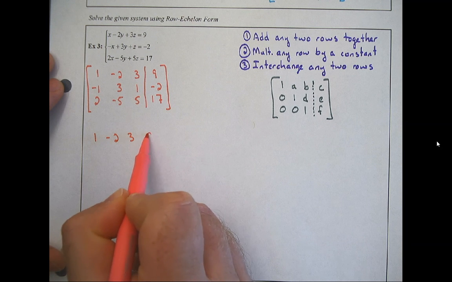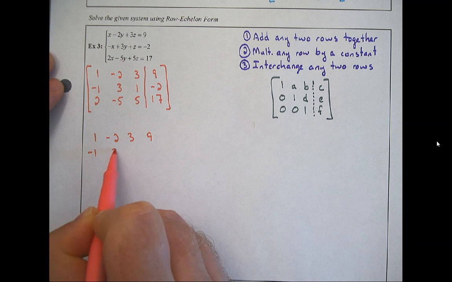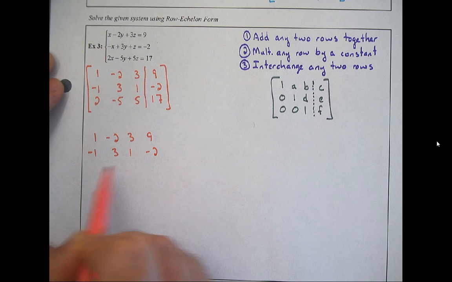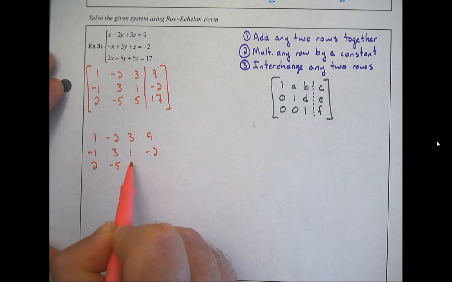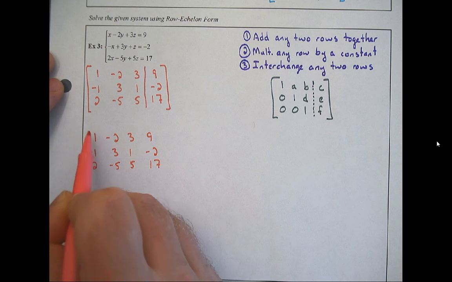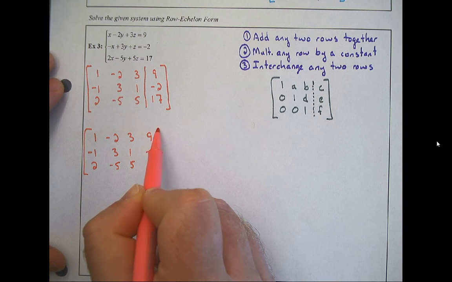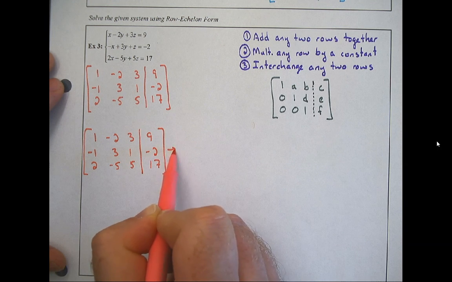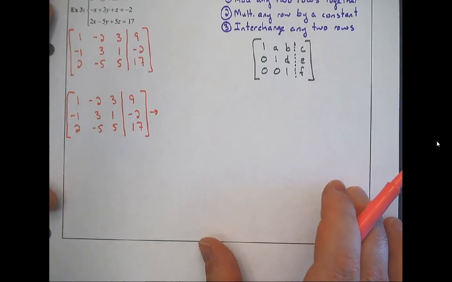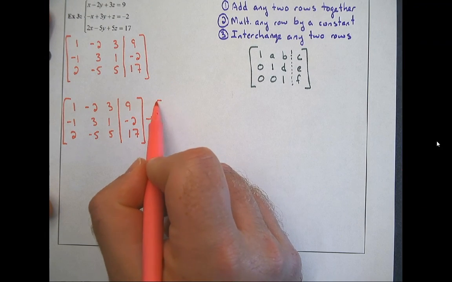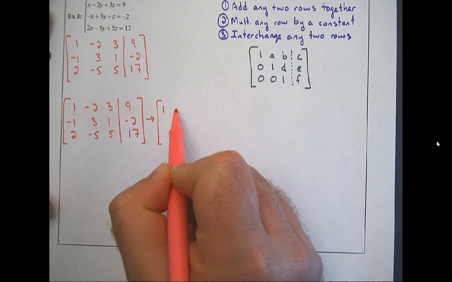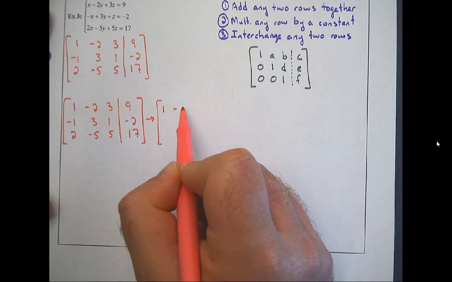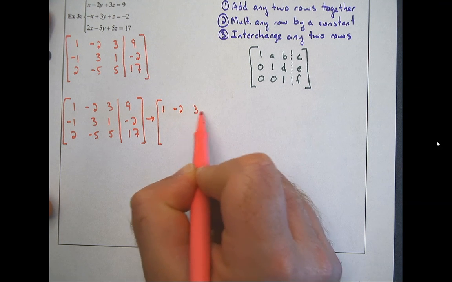1, -2, 3, 9, -1, 3, 1, -2, 2, -5, 5, and 17. Now, what I usually do is I always start my next matrix, and I keep the things that I'm happy with in my new matrix. So my new matrix, I like 1, -2, 3, and 9.